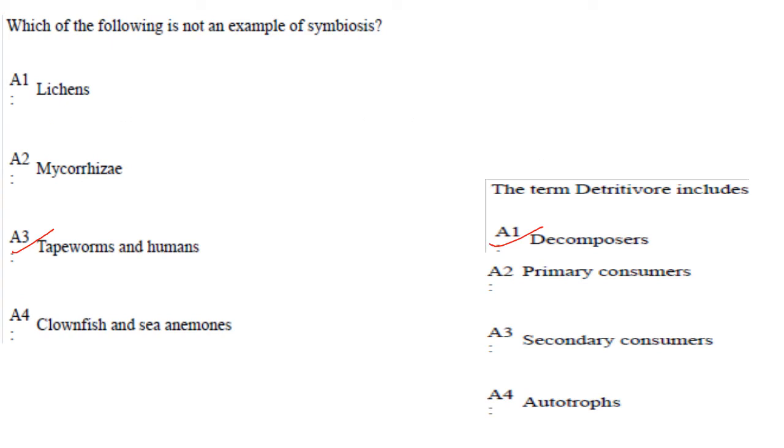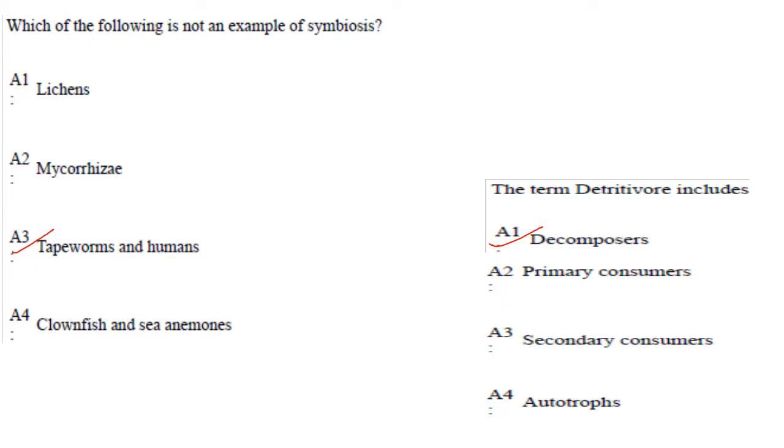The next one. Which of the following is not an example of symbiosis? So symbiosis, lichens is an example. Algae and fungi are partners in lichens. Then mycorrhizae, roots of higher plants with fungus, I think. Okay, anyway, it is a symbiotic association. Then tapeworm and humans, it is a parasitic association. So that is not an example of symbiosis. Clownfish and sea anemones is also a symbiotic association.